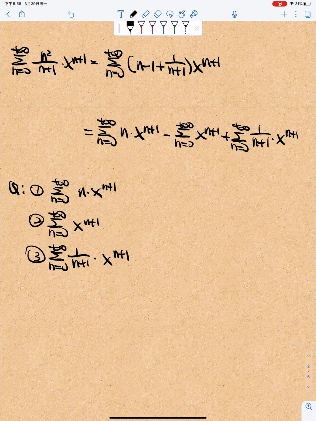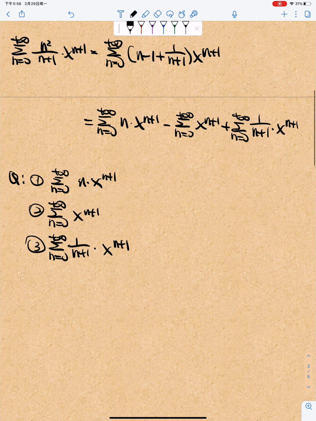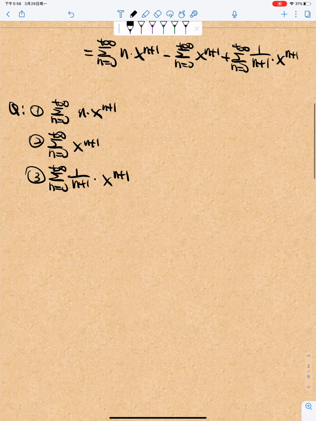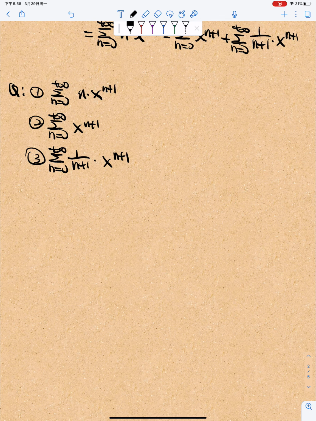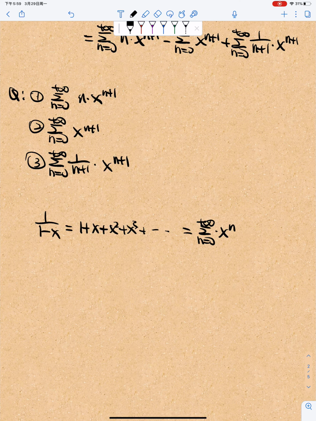So how do we proceed to find those functions? It turns out the correct thing to do is to rely on the only power series that we have already known, and that is 1 over 1 minus x is equal to 1 plus x plus x squared plus x cubed plus and so on. That is sigma n from 0 to positive infinity of x to the nth power. We want to relate number 1, number 2, and number 3 to this power series here.